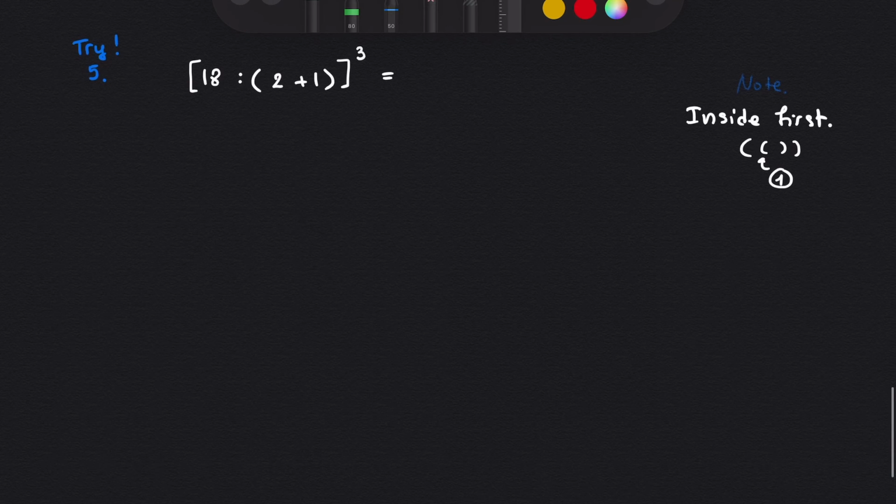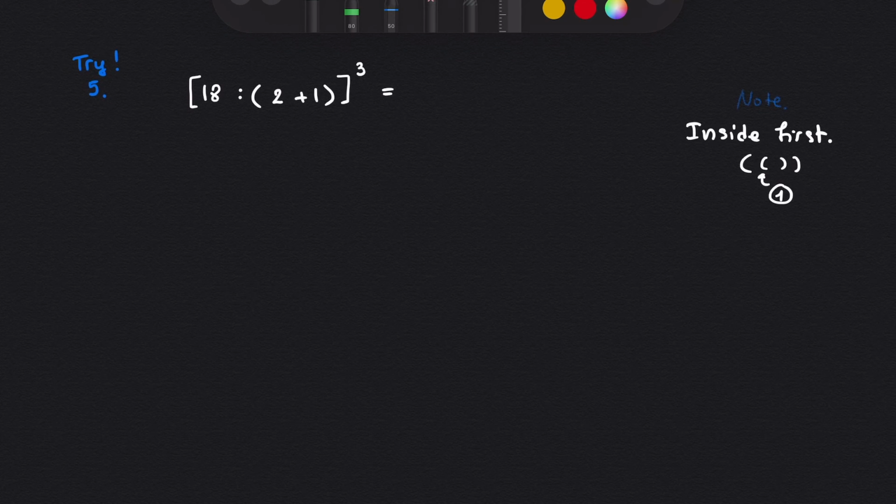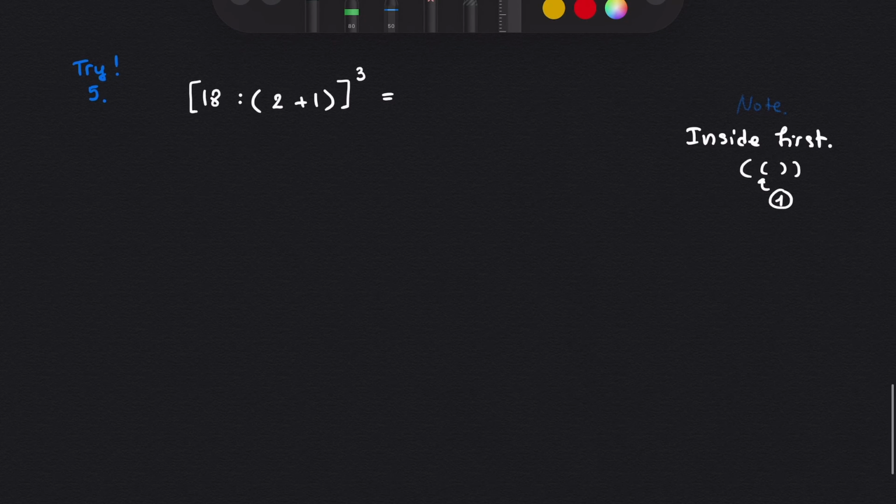Next example. So try this one on your own too. Pause the video. Okay, this one looks quite tricky, but it's not that hard. So we're going to do what's inside the first parentheses. So that's going to be 2 plus 1. That's 3. The next step will be 18 divided by 3. That's 6. 6 to the third power is 216.